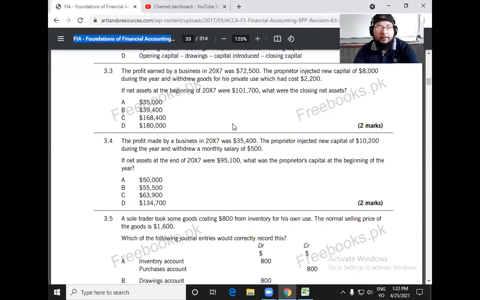This is lecture number 3, and in this lecture I will advise you how to calculate the variables which are provided in the statement of financial position. So let's have a look at question number 3.3.